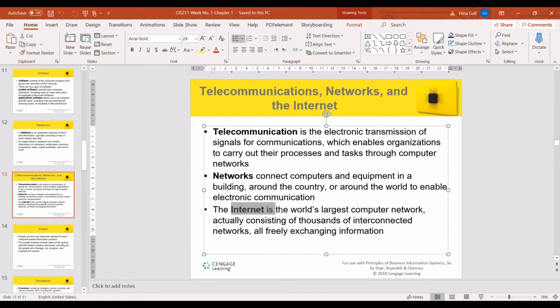The internet is the world's largest computer network, actually consisting of thousands of interconnected networks, all freely exchanging information. Yes, we have thousands of networks all over the world, and they are all connected with each other through the internet, and the internet itself is a computer network.